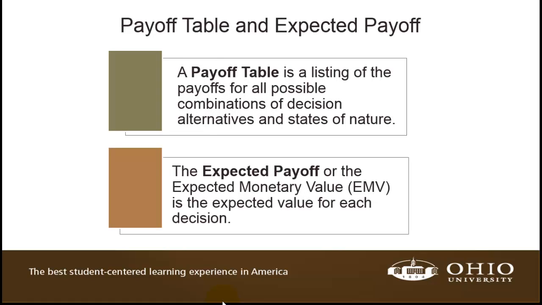Okay, what exactly is a payoff table? So a payoff table is a listing of all of the payoffs for every possible combination of decision alternative and state of nature. The expected payoff or expected monetary value is the expected value for each decision. So for each of the alternatives or each of the possible decisions you have, you should be able to calculate an expected payoff or expected monetary value. So there'll be one of those for each different alternative.